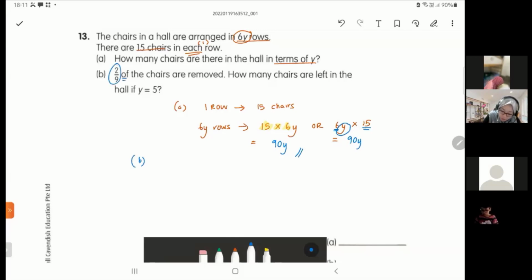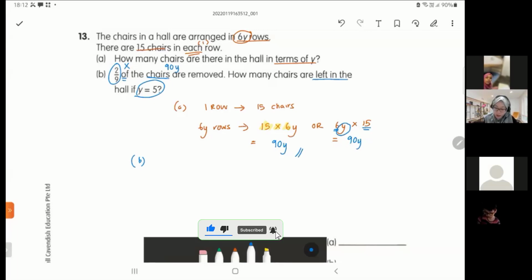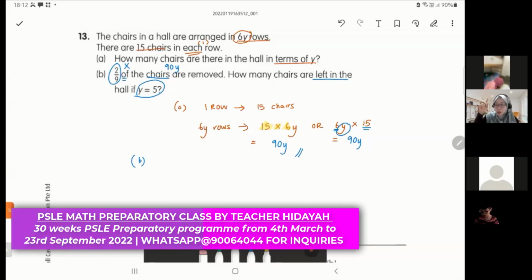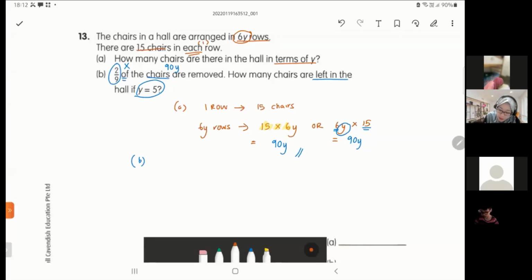2/9 of the chairs are removed. Okay, of the chairs, how many chairs do I have? I have 90y chairs. How many chairs are left in the hall if y is equal to 5? Okay, so in this case, what do I do? There are a few methods to do this. One of it is, of course, I need to substitute, right? I need to substitute it first. So if y is equal to 5, substitute.